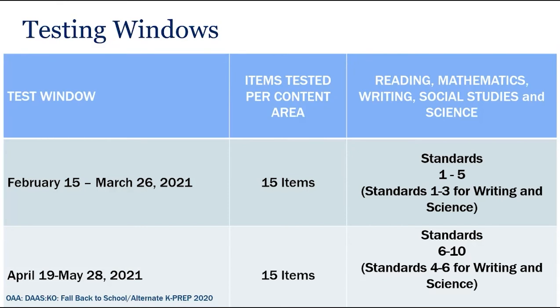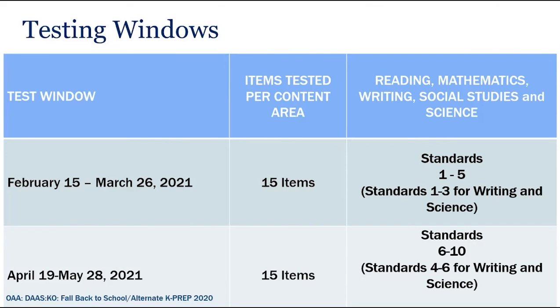And actually, I need to correct myself. Writing will also just consist of 6 standards. So for writing and science, window 1 will focus on standards 1 through 3. The window 2 assessment will open April 19th and run until May 28th. During this window, there will be 15 items per content area that will focus on standards 6 through 10 for reading, mathematics, social studies. Science and writing will still be assessed on standards 4 through 6.